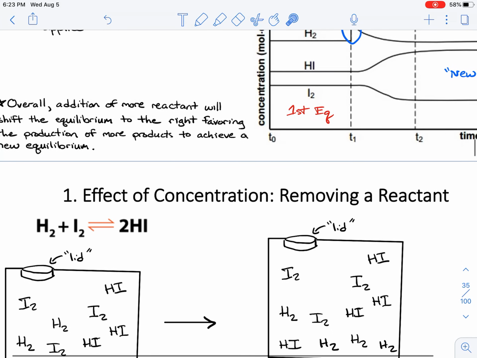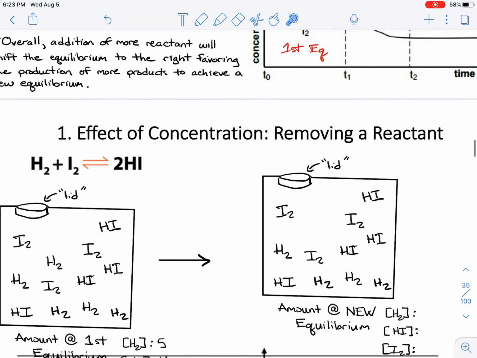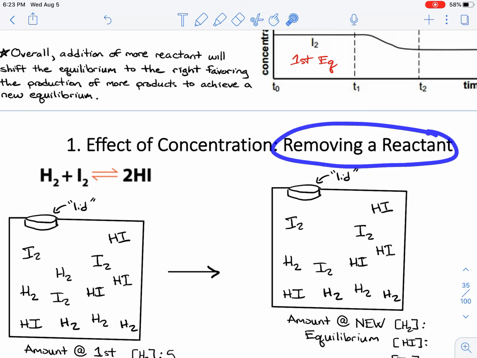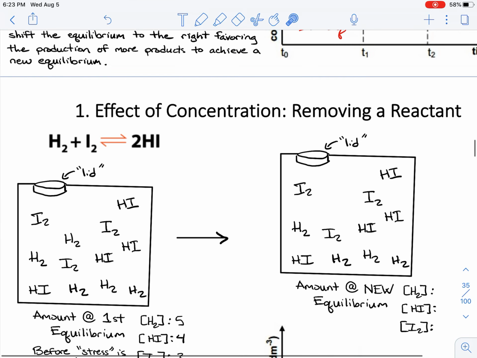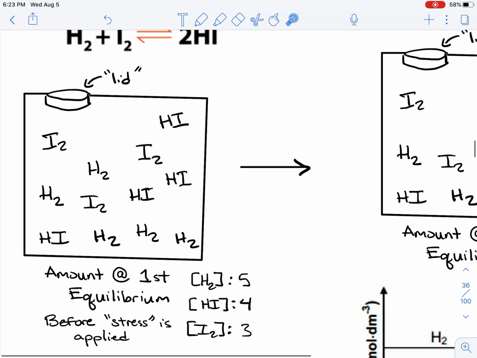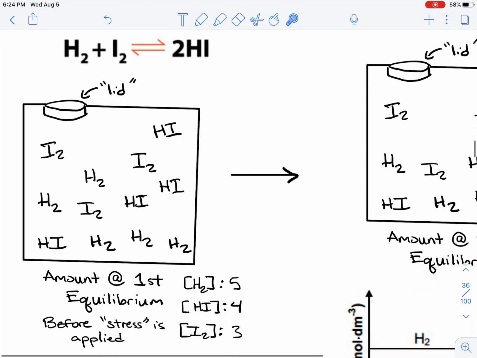All right, and so we're going to go ahead and play out this same scenario. And this time we're going to be removing a reactant. And so we're going to go ahead and reset the simulation. And so here we have 5 H2, 4 HI, and 3 I2.